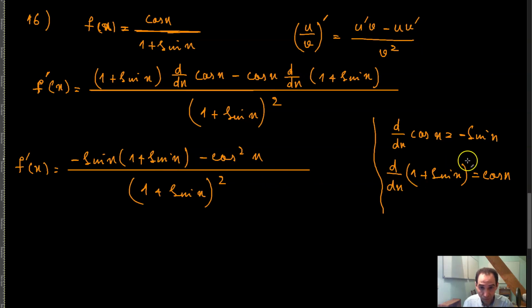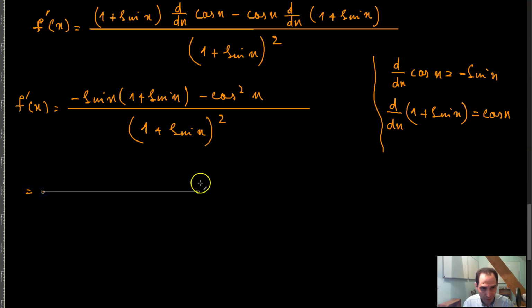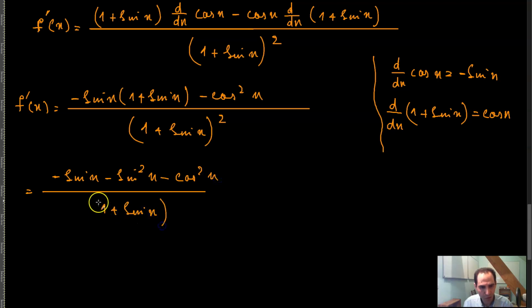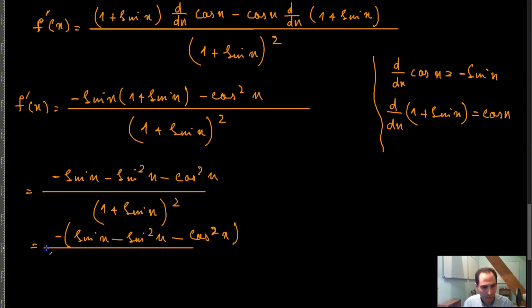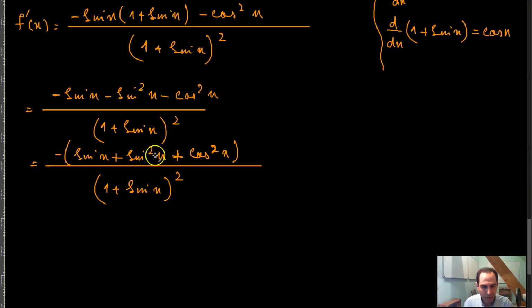Now this is the same thing as negative sine x minus sine squared x minus cos squared x over 1 plus sine x whole squared, which is the same thing as negative of sine x plus sine squared x plus cos squared x over 1 plus sine x whole squared. And basically, sine squared x plus cos squared x is equal to 1. So that is negative of 1 plus sine x over 1 plus sine x whole squared.